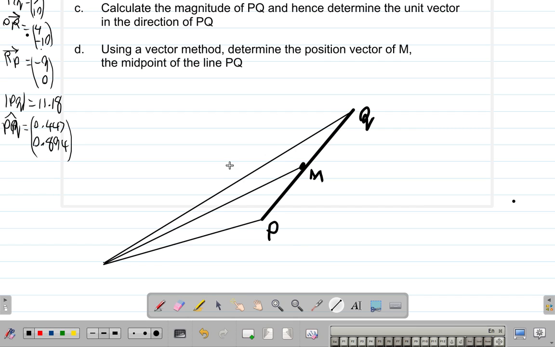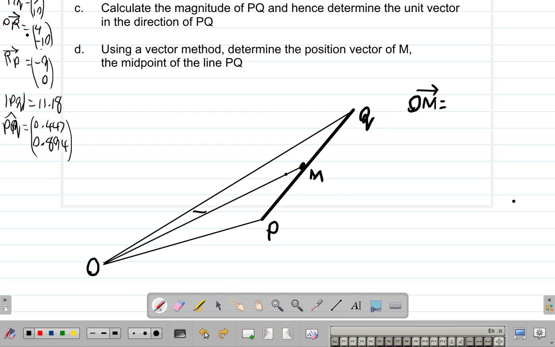Alright, so here it says using a vector method, determine the position vector M. The position vector M would be the vector from the origin O to M. So we have O here to M. So we want this vector OM, the vector OM. What is it? If we put an arrow here, we see we're going from O to M.